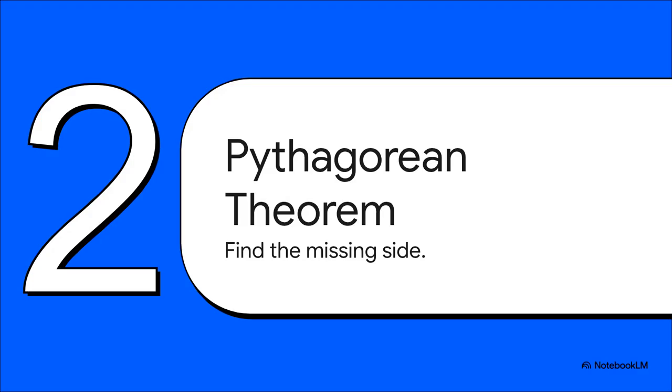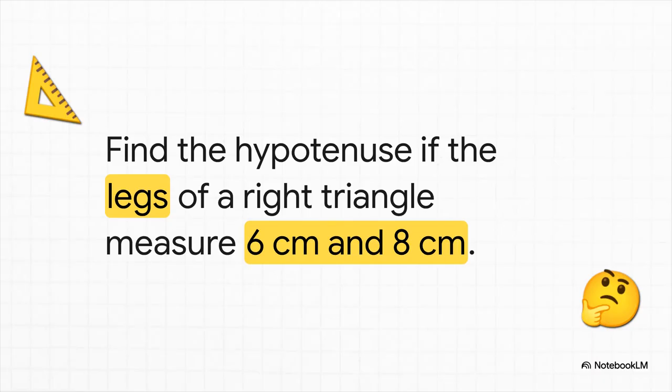Okay, next set. We're moving on to one of the most famous, most useful tools in all of math, the Pythagorean theorem. We'll be using it to find those missing sides of right triangles. Okay, here's our example, problem number 6. We have a right triangle, and we know the two shorter sides, we call those the legs, are 6 centimeters and 8 centimeters. We just need to find the length of the longest side, the hypotenuse.